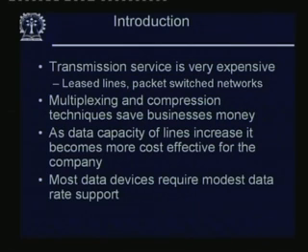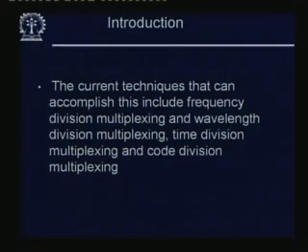It becomes more cost effective for the company, and most data devices individually require a modest amount of data, but when a number of users' requirements are aggregated together, the sum total may be quite a substantial bandwidth. The current techniques to accomplish this include frequency division multiplexing, wavelength division multiplexing, time division multiplexing, and code division multiplexing. We will look at some of these at least.